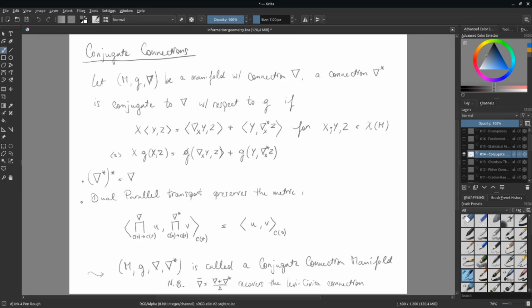So now we say that the derivative along x of the inner product of y and z is, for the first term, the same, so it's the inner product of the covariant derivative along x of y and z. And then instead of the nabla connection, we use this nabla star connection. And this must hold for any differentiable vector fields x, y, z over M.